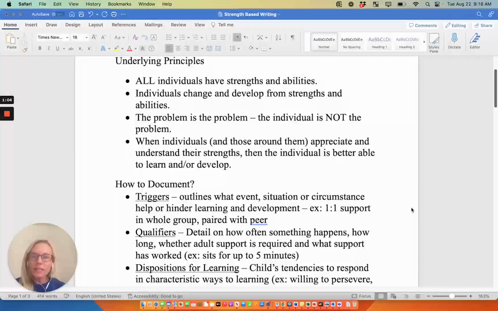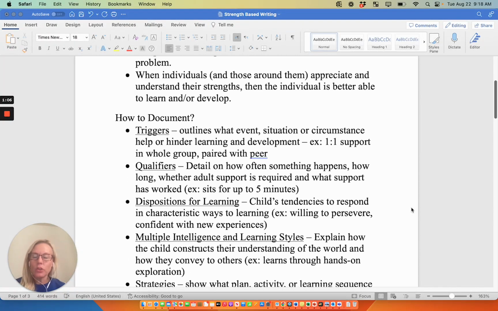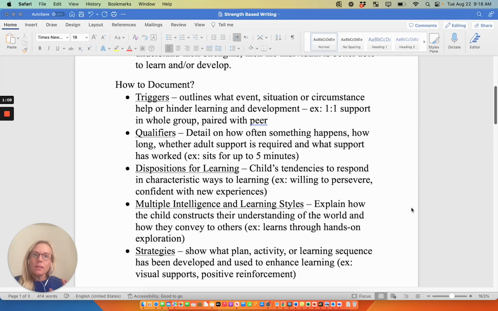Some things to consider when you are documenting using a strength-based approach: write your assessments and your SOAP notes as though anybody can read those. If a parent is going to read your assessment or your SOAP notes, are you writing in a way that focuses on their child's strengths? If not, then we need to rethink how we're documenting.